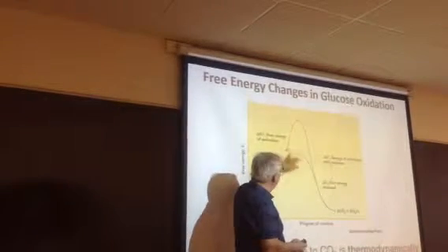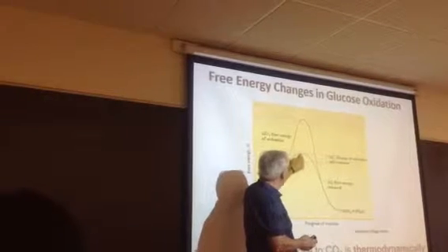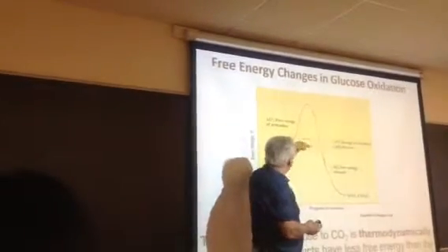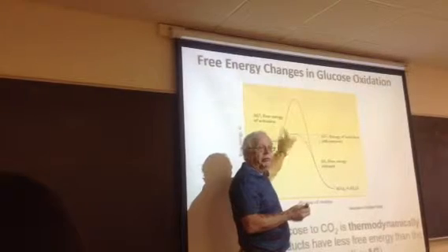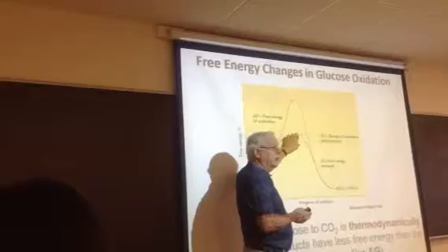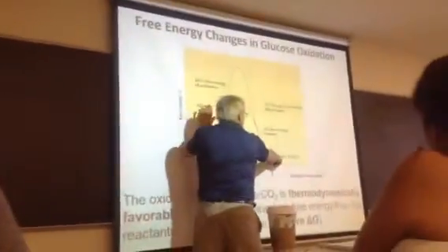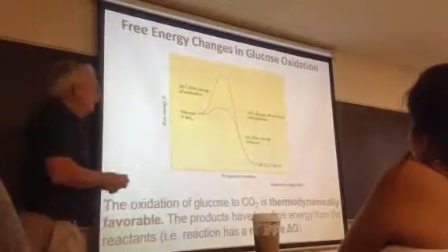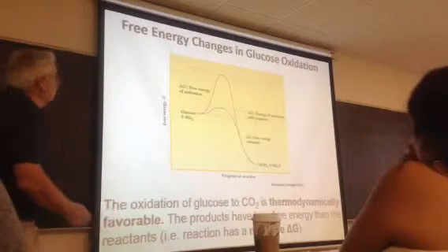What makes it feasible inside our cells is the fact that we have enzymes that lower the activation energy barrier, make the speed bump low enough that at body temperature, this reaction will go. So enzymes act as accelerants to speed up reactions by getting rid of the activation energy barrier. They don't change the energy situation with regard to where you start and where you end. So the enzymes don't change equilibrium constants. They only speed up reactions.